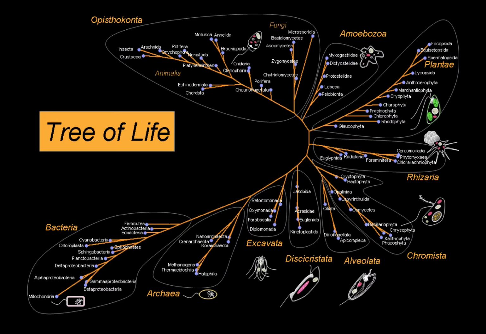And then with the advent of more DNA sequencing, here's a subsequent tree where now the excavata, alveolata, chromista, rhizaria have been split out from some of the other groups. The fungi are clearly now up closer to animals in what's called the Opisthokonta, and then amoebozoa coming off of that, and later plants.